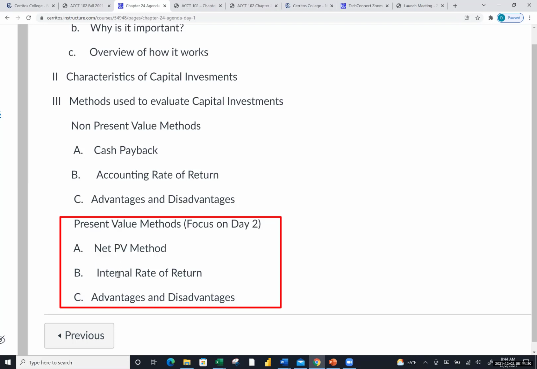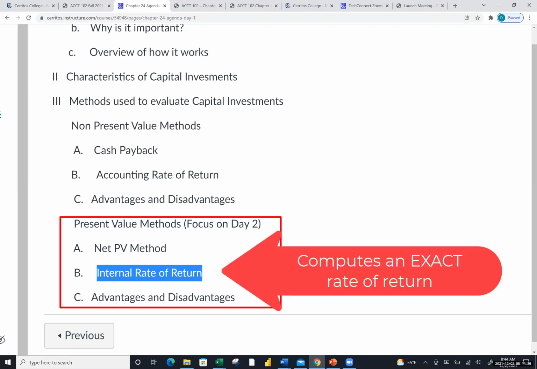And then the last method, which we'll definitely get to next time, is called the internal rate of return. I think the book severely underemphasizes the importance of the internal rate of return. I believe that out of these 4 methods, it is the most telling method, because unlike these others, it's going to give us an exact internal rate of return.